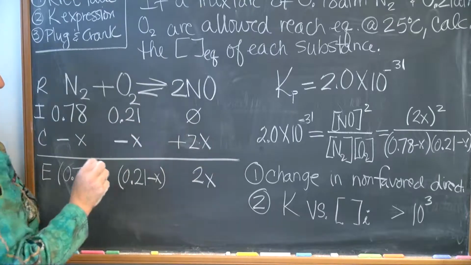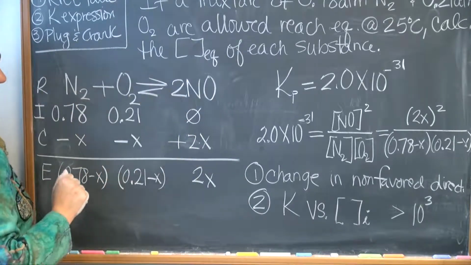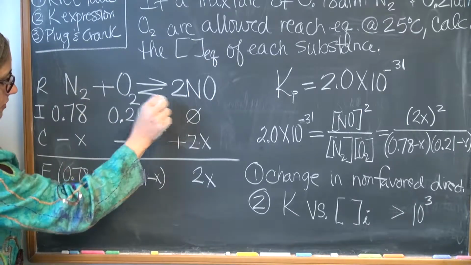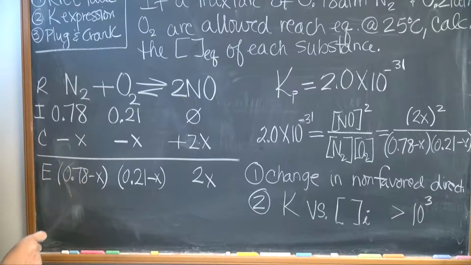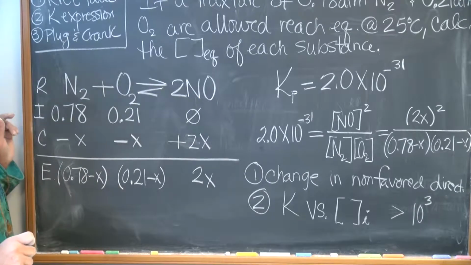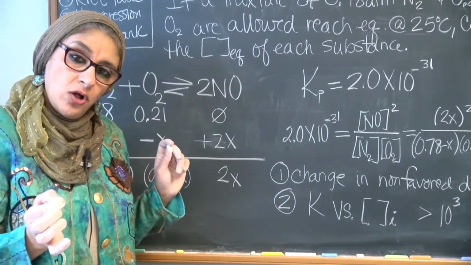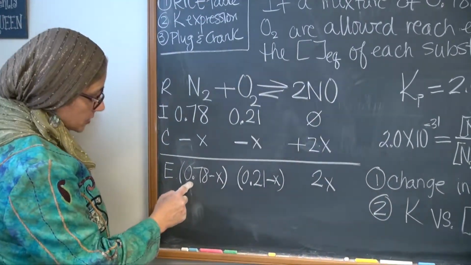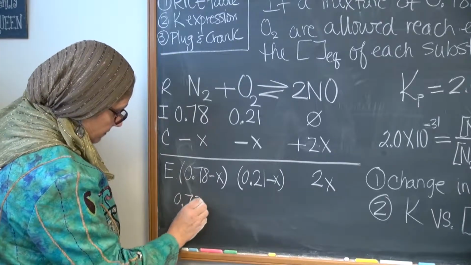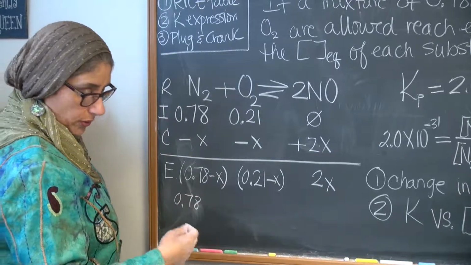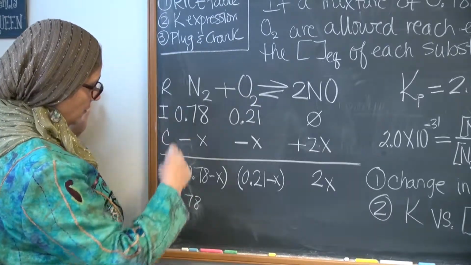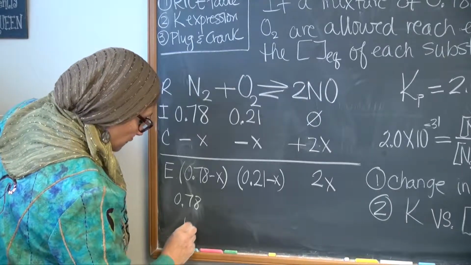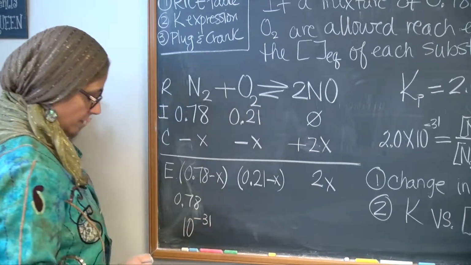Does this mean, the fact that the forward reaction is not very favored, that x, the little bit of nitrogen that's going to react, is going to make a dent in the initial concentration, or is it going to be so small that it is negligible? Well, our concentration is 0.78, or partial pressure, initial amount of species here. And our value of k is on the order of 10 to the negative 31.